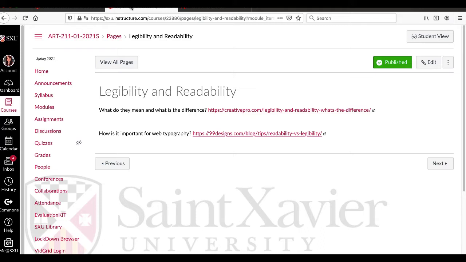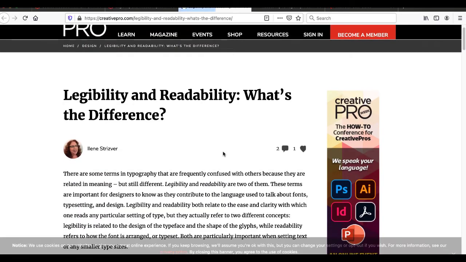So, does everything run together? Can they actually understand what they're looking at? Then readability is how easily a page of text can be read and navigated. So legibility affects readability. Legibility, think more of the letter forms. Readability, think about a page of text. Okay, so I have these two sites for you.